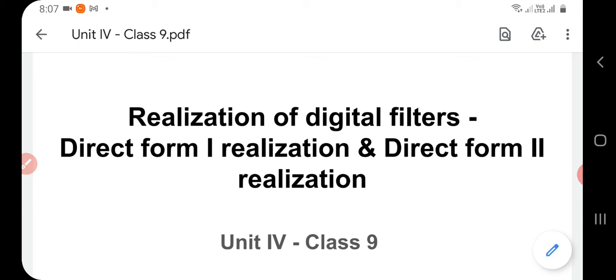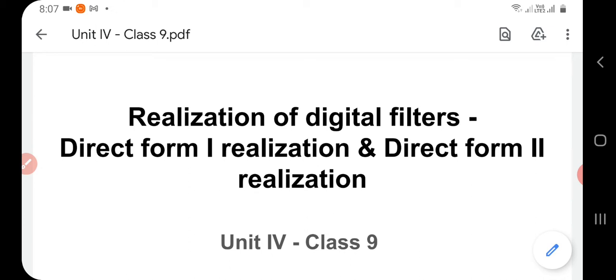That is, in class 8 we discussed direct form 1 and direct form 2 structures in a brief way. Now in class 9 we are explaining exactly the same thing, but in an elaborate way, or the same concept is explained.